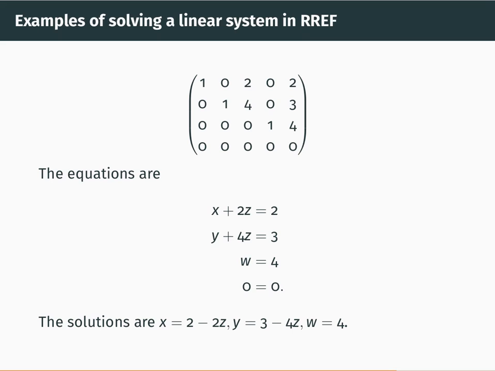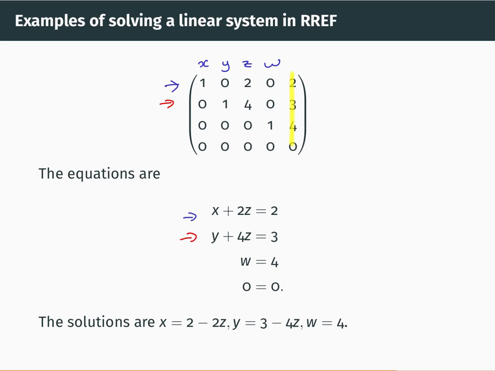Let's take now the same system of linear equations, or rather the same augmented matrix, except with a slightly different final column. So I've kept the first part of the augmented matrix the same, but I've changed this last column. Now if we read off the equations with the same variable names as before, x, y, z, and w, the equations we get are, from the first row, x plus 2z is equal to 2. From the second row, y plus 4z is equal to 3.